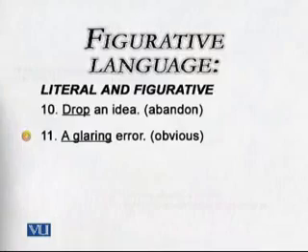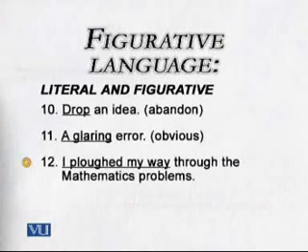Glaring error. Glaring means obvious error. So from the glare, you took the attributes and gave them to errors: glaring errors, errors which are quite obvious. And, I plowed my way through the mathematics problems. It means, of course, that you resolved your mathematics problems. Of course, we plow in the fields, actually. Farmers plow in the fields. So this is how you do it. This is called literal and figurative language.